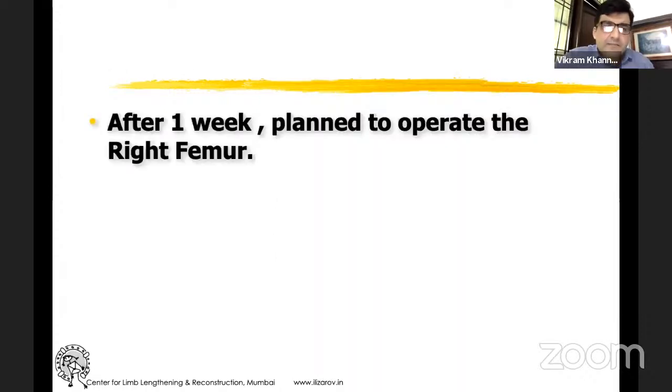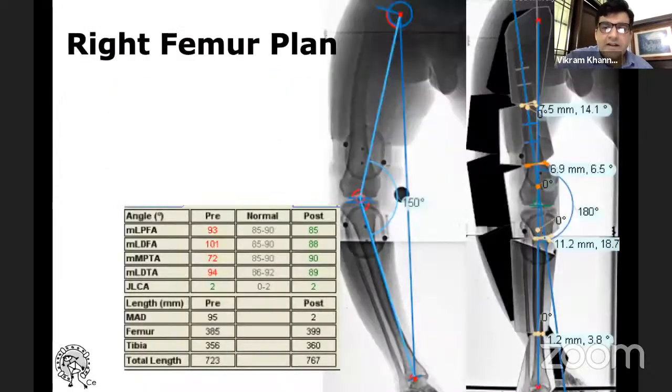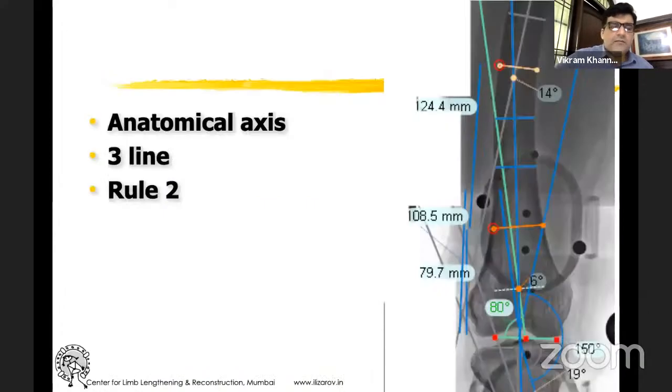After 1 week, we had planned for the operation of the right femur. For the right femur, again, TraumaCAD planning was used to identify the levels of osteotomy, and the target MPTA and LDFA were kept to be 90 and 88 degrees respectively. This X-ray image shows the level of the osteotomy plan.